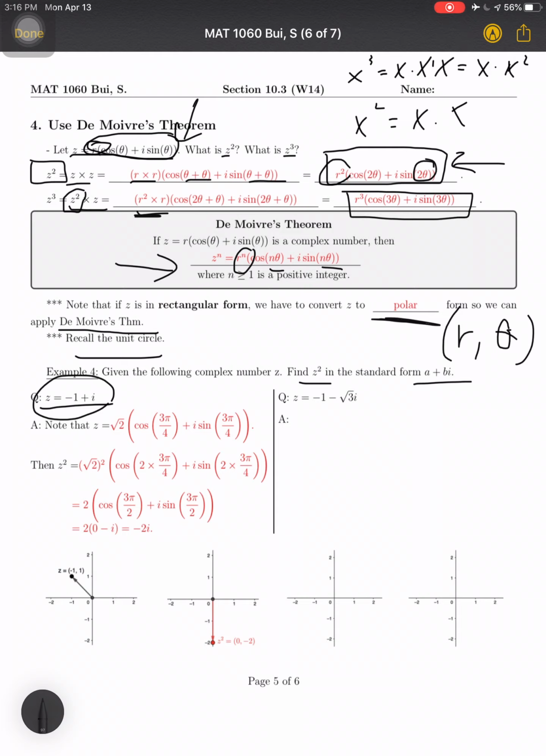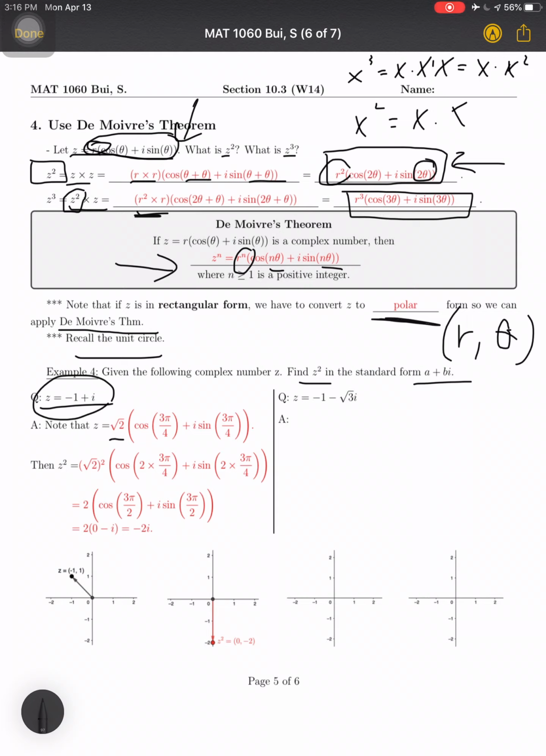And how we convert it, we learned from the last time already. So we would have to find r. So r in here equals the square root of x squared plus y squared. So then we have r equals the square root of (-1) squared plus 1 squared, which equals the square root of 2. That's why we have square root of 2 in front in here.